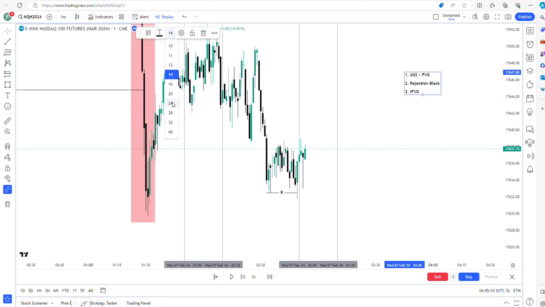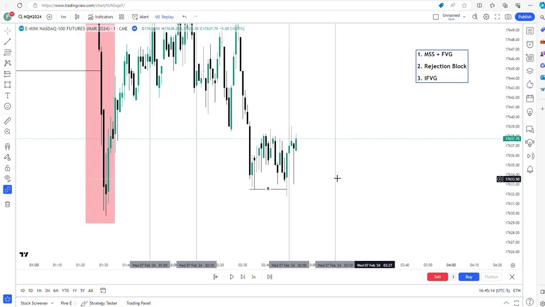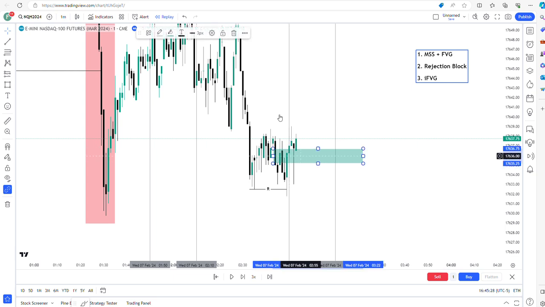And I might just make that a little bit larger, just in case it's hard to see. So I'm looking now, are there any inversion fair value gaps or market structure shifts or anything that occurred before the macro? And in my eyes, there is. See this bearish gap here? We disrespect that when this candle closes above, right? So this now becomes an inversion fair value gap.